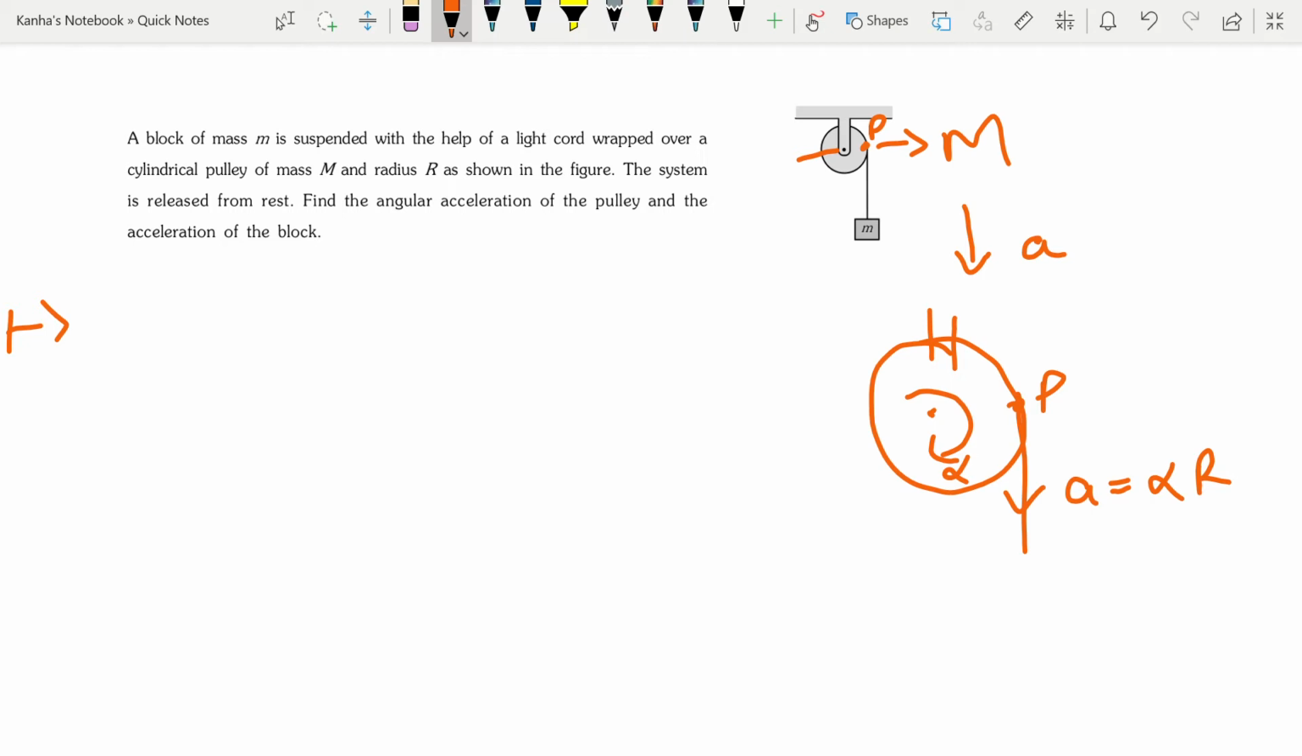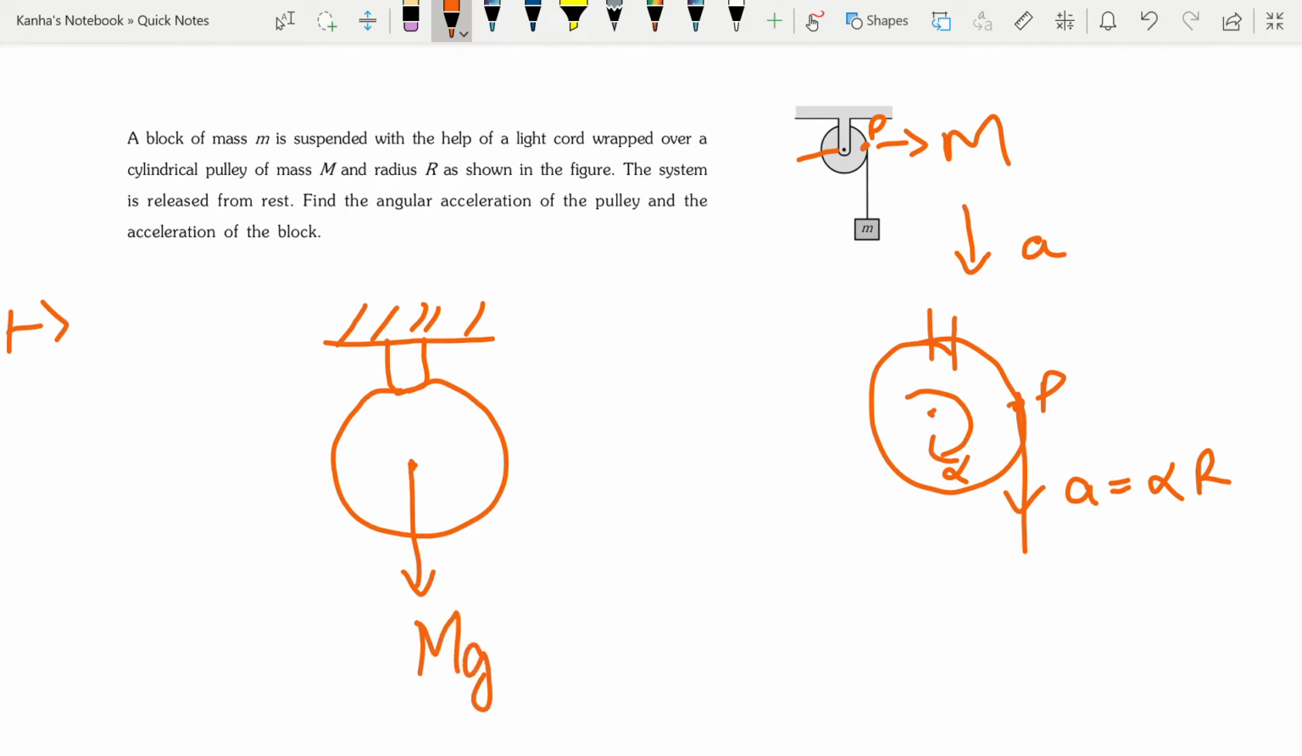So let's just make the free body diagrams. Let's start with the pulley. You have a pulley which is right here. At its center, it has a mass weight acting, which is the non-contact force. Then along here you have a tension force.